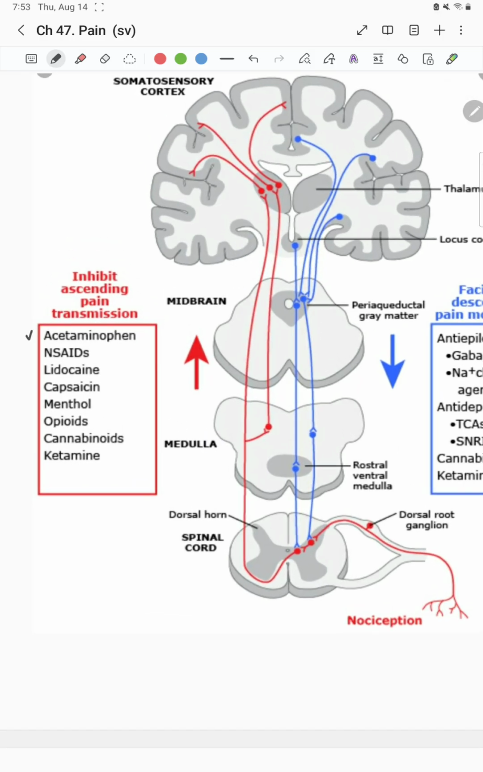Acetaminophen is an ascending pathway blocker. NSAIDs, ascending pain blockers. So NSAIDs are non-steroidal anti-inflammatory drugs like ibuprofen. Lidocaine, capsaicin, so these are all ascending. Menthol, opioids, cannabis, and ketamines.